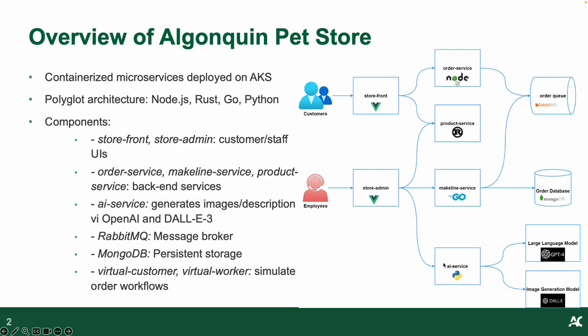And then the other service is the AI service that uses OpenAI and DALL-E3 to generate descriptions and images of the products. Other components are a message broker, which is RabbitMQ, and there are also a virtual customer and virtual worker, which were used to simulate order workflows.